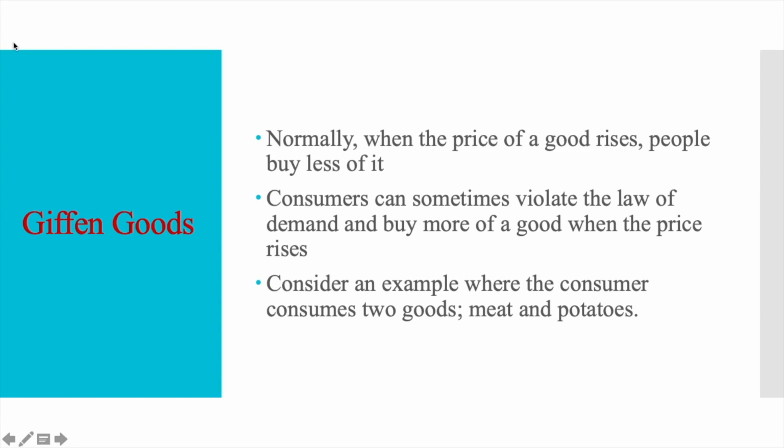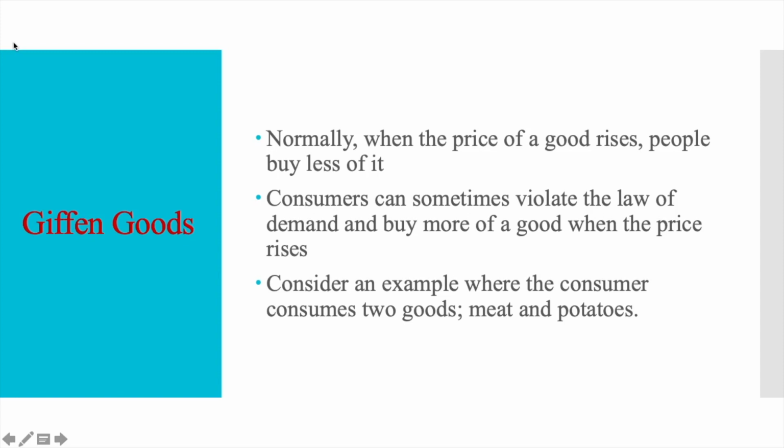Normally, when the price of a good rises, people buy less of it. This typical behavior is called the law of demand. And we know that the demand curve is downward sloping. However, sometimes demand curves can slope upward. In other words, consumers can sometimes violate the law of demand and buy more of a good when the price rises. I'll explain this in detail.